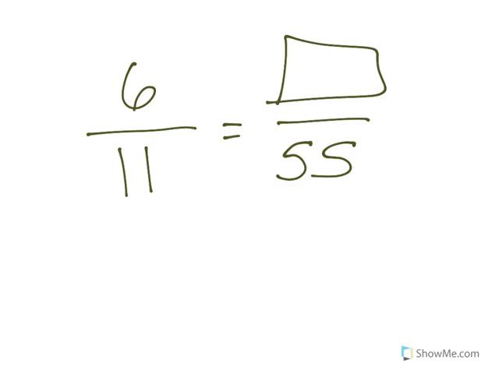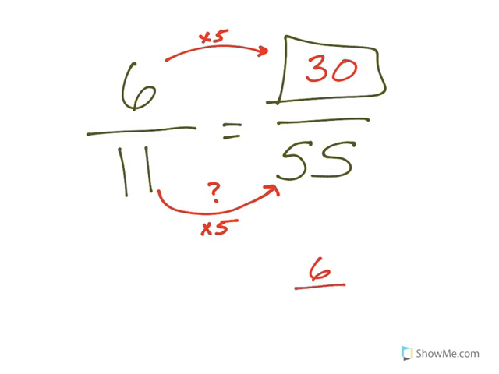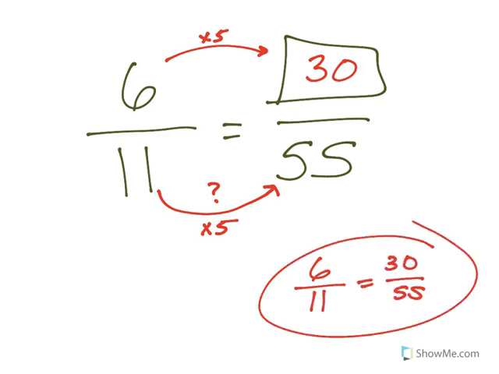So when you think again, from 11 to 55, how do I get there? Well, I must have really liked 5 when I created this because I multiply by 5. And then math is about equality, so we're going to multiply by 5 in the numerator as well. Whatever you do to the denominator, you're going to do to the numerator. And 6 times 5 is 30. So our equivalent would be 6/11 is the same as 30 over 55. And that is the idea of equivalent fractions.